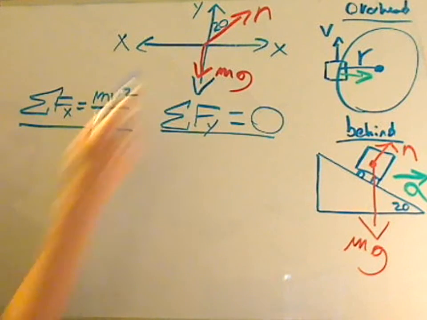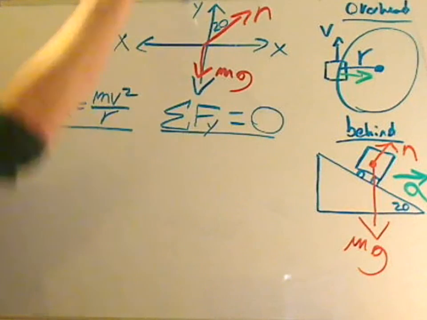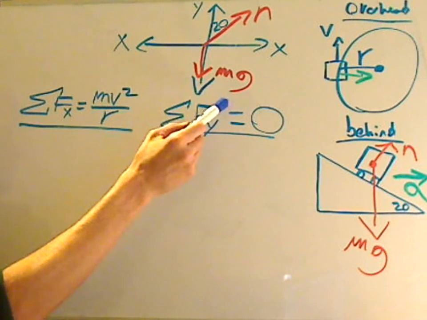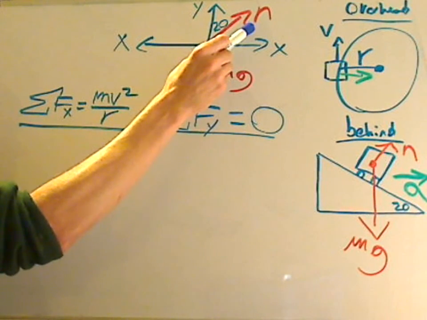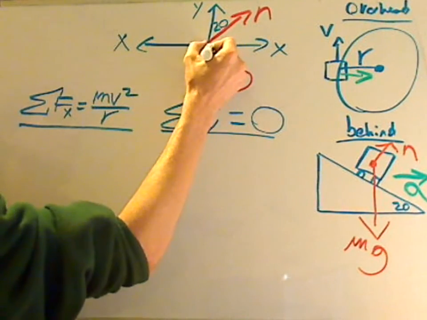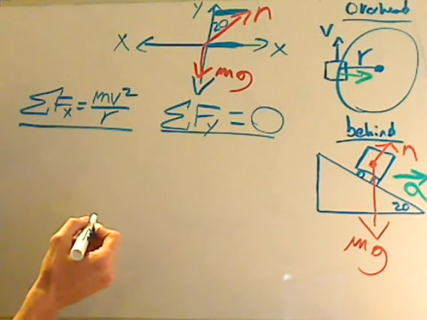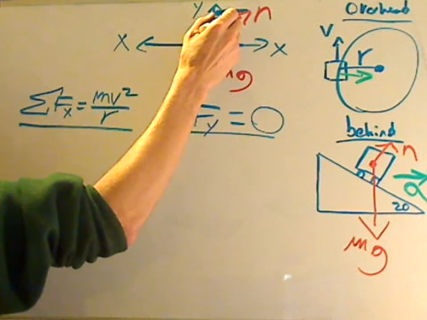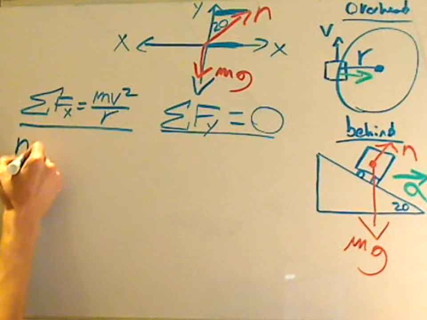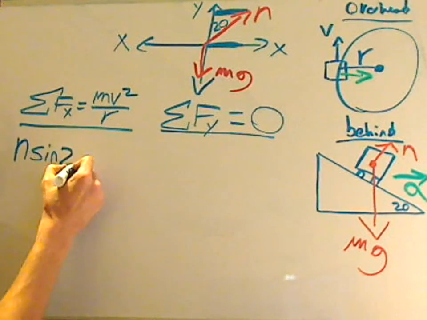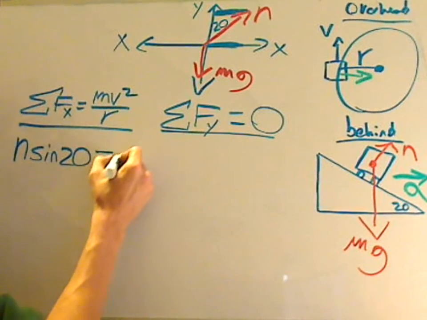So let's start with the x components. Now, gravity points along the negative y-axis. So it has 0 x component. The only x component here comes from the normal force. And so the x component is this right here, which is also that there. And so it's opposite the 20-degree angle. So opposite means sine. So we have normal force times the sine of 20. And that equals mv squared over r.